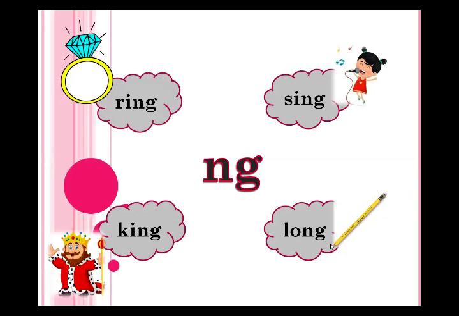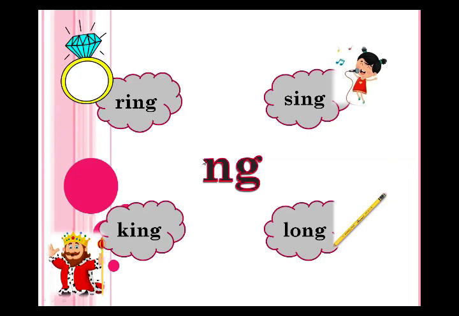Now we will see another example. What is it? Yes, it is a ring. The ending sound of ring is ing. R-I-N-G, ring. The ing sound is at the end. So ing is in ring, ing is in sing, ing is in long, ing is in king.